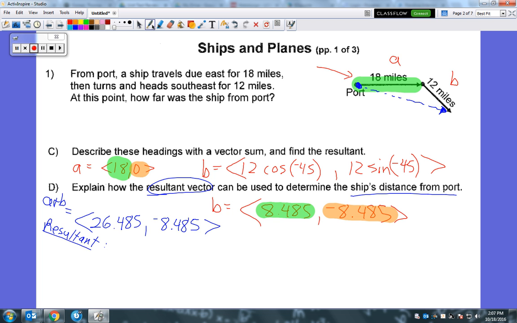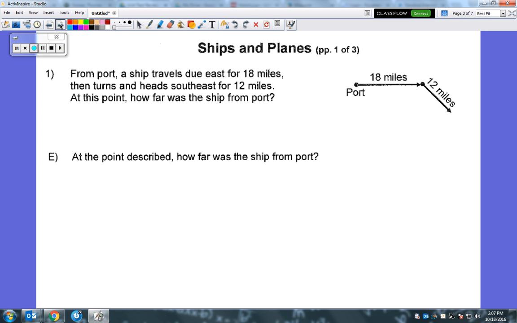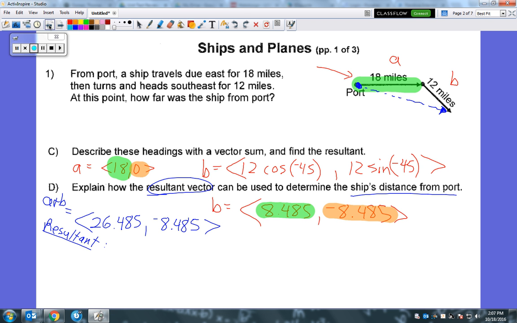If I then want the magnitude, hold on just a bit. So what is the magnitude from here? These are the components. I do actually want it from here. I was looking at the next question. The resultant vector can be used to determine the ship's distance simply by finding the magnitude of what you see. It's 27.811. So this is what I'll say right now, and you can verify her answer here in just a bit.